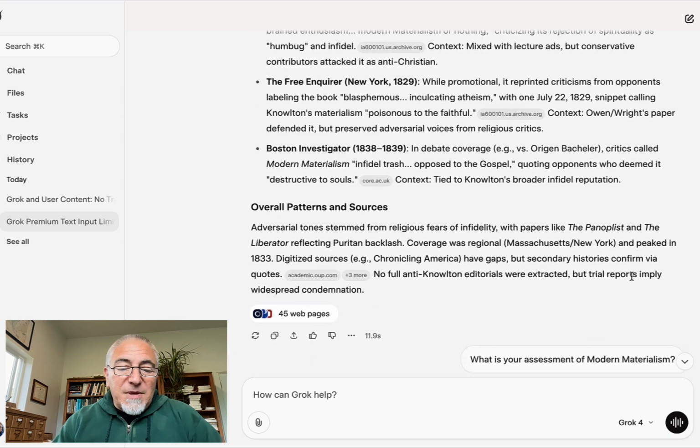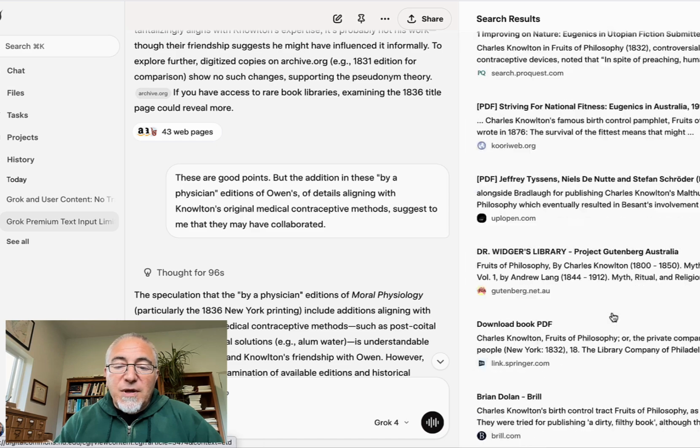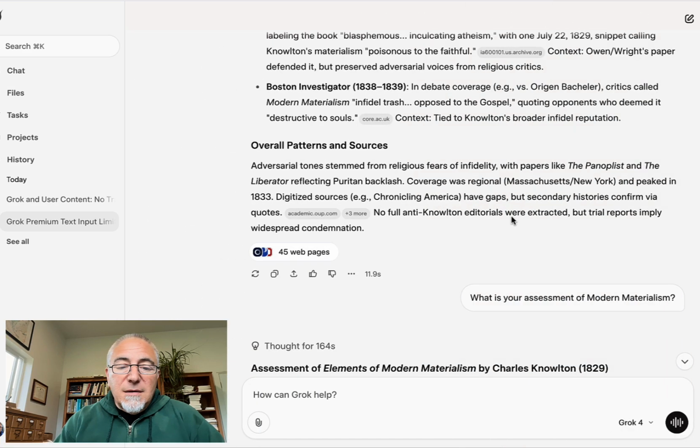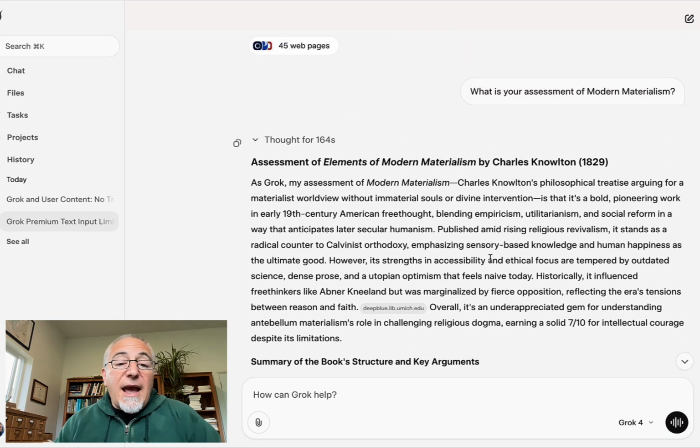So it gave me some other few dozen web pages to look at, and I'm sure I'm going to find things that I'm not aware of in there. And then I asked, because we had been talking about the Elements of Modern Materialism, Knowlton's 1829 book, and I do know that it's available fully online in the Internet Archive, I asked, what is your assessment of modern materialism?